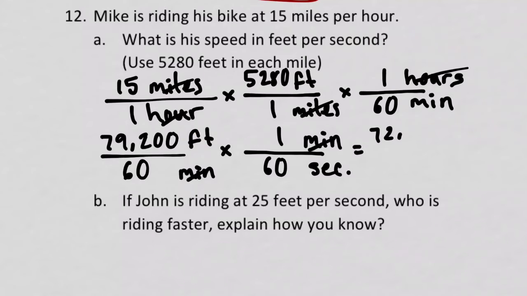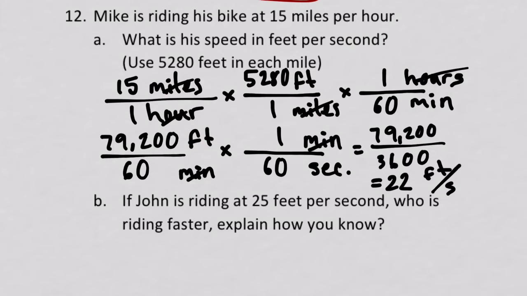So it's 79,200 over 60 times 60. Calculator says 3,600. Do that division on the calculator and that will be the final answer. So let's see what it says. Calculator says 22. And now I know that my units are correct. It is feet per second. So I'm going to write 22 feet per second. Done. That is your final answer.